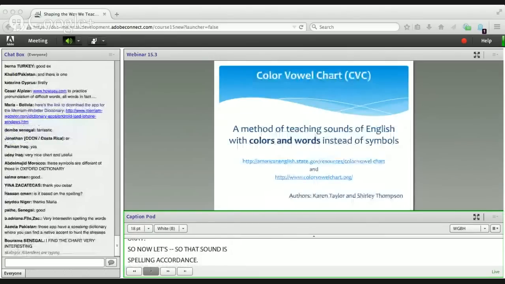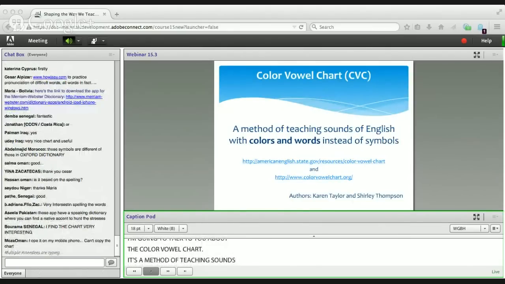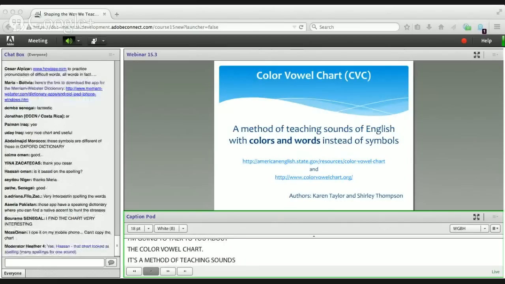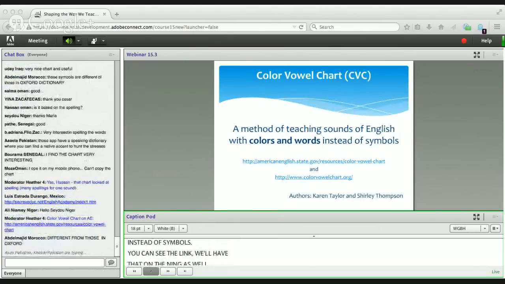I'm going to talk to you about the color vowel chart, a method of teaching the sounds of English with colors and words instead of symbols, and particularly vowels. You can find this as a free resource at americanenglish.state.gov. You can see the link there. We'll have that on the slide as well. The authors are Karen Taylor and Shirley Thompson. And let me show you an example.